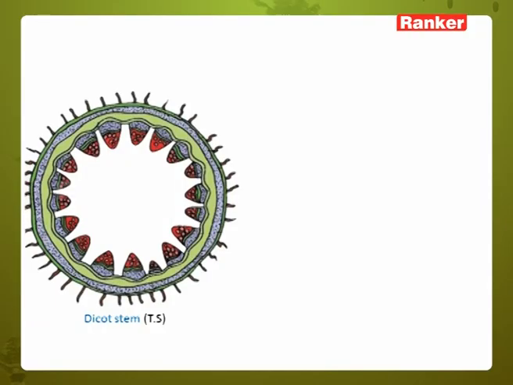Next we are supposed to study the TS of dicot stem. The dicot stem TS reveals the presence of three types of tissue systems: the epidermal tissue system, the ground tissue system and the vascular tissue system. Now, in the epidermis, the first and foremost layer will be the epidermal hairs, which arise from the epidermis. Next, this is the circular outline of the TS of dicot stem.